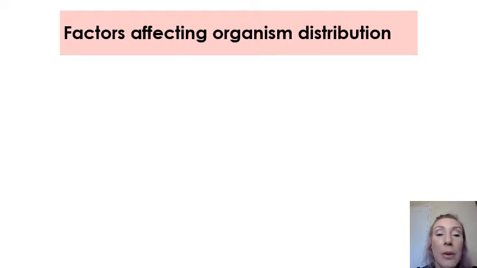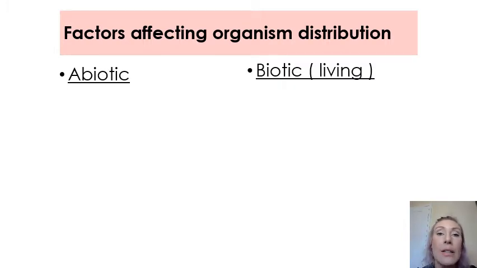Okay, so we're now going to think about factors that affect organisms' distribution. Okay, so I've used the key terms biotic and abiotic all the way through this video, so I'm hoping we've picked up on the idea that abiotic are non-living and biotic are living factors. Okay, so you can see this now in your keynotes as well. So abiotic factors, what do you think that includes? Biotic factors, what do you think that includes?